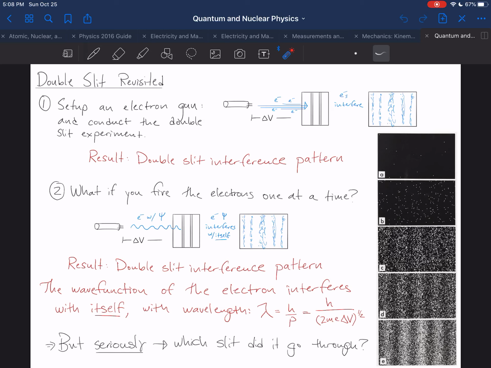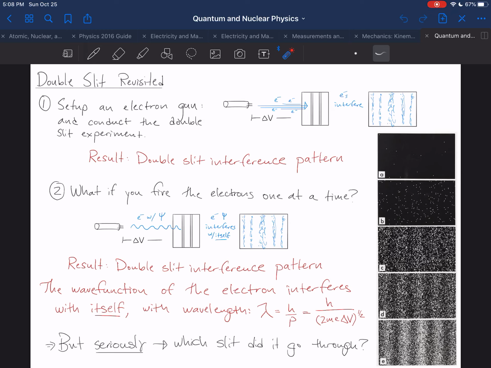Imagine you set up an electron gun, so a hot filament with a potential difference applied, and conduct the double slit experiment for electrons. What you get is that double slit interference pattern. And we're pretty comfortable explaining why, right? The electrons themselves have a wave nature given by the de Broglie hypothesis, and that wave function that corresponds to those electrons is interfering, and therefore you get an interference pattern in the electrons that make it to the back.